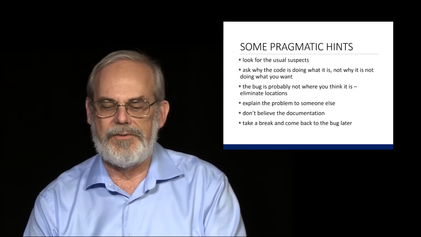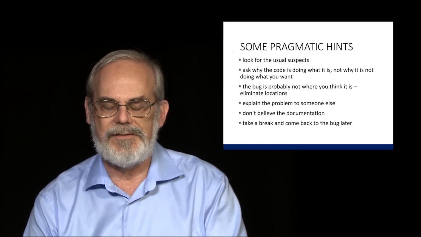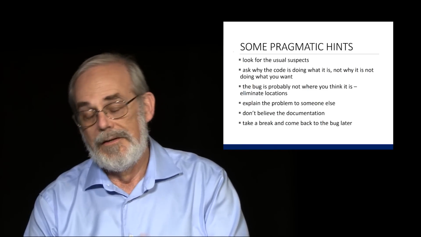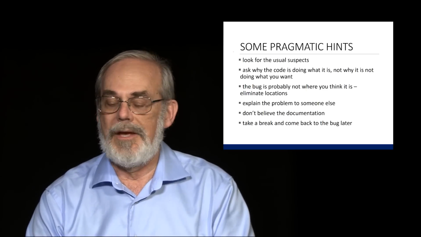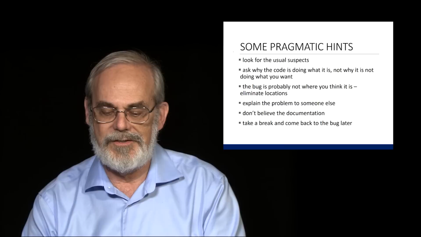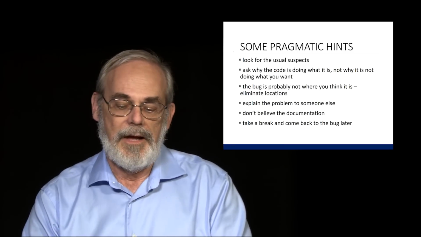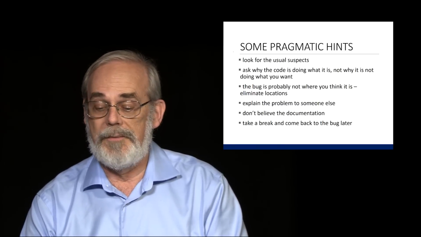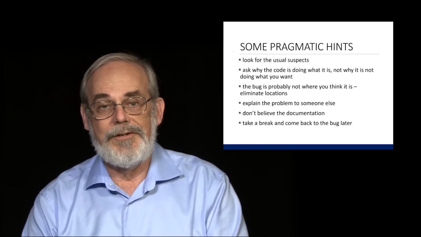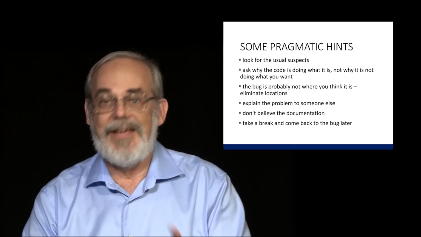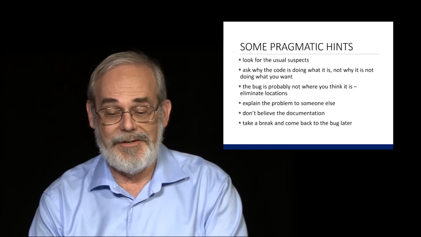Asking why the code is doing it is going to be helpful in helping you isolate where the bug might be. Third, the bug is probably not where you think it is, so try and eliminate locations. That's where the binary search, the bisection search, really helps. As we've already said, try and explain the problem to someone else, including a rubber ducky. Don't always believe the documentation. It may say, here's what I'm expecting, but it may not actually explain it.